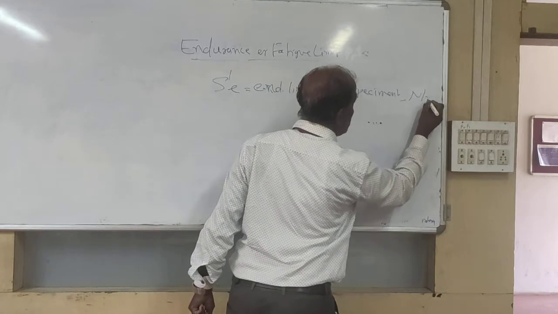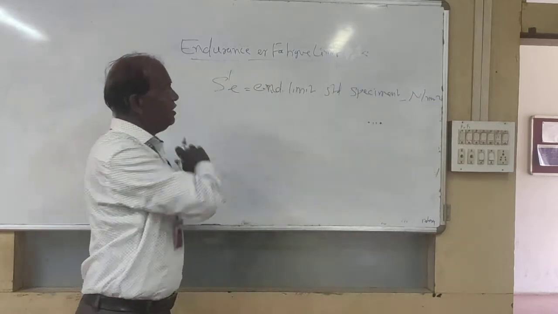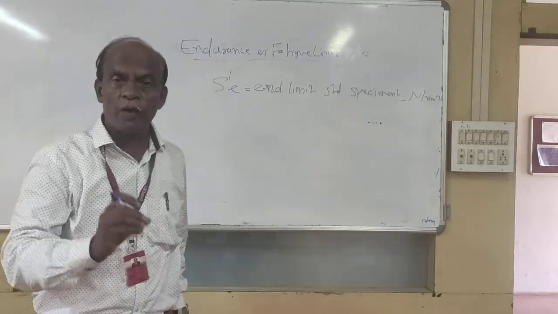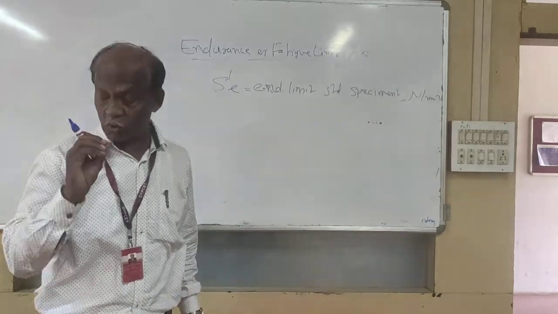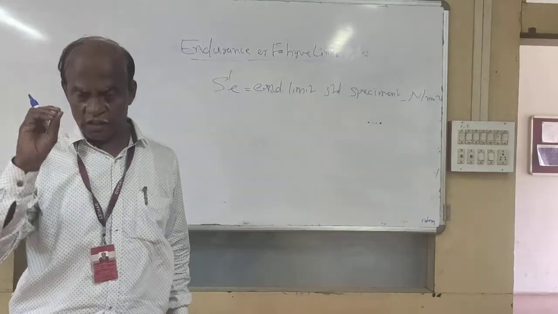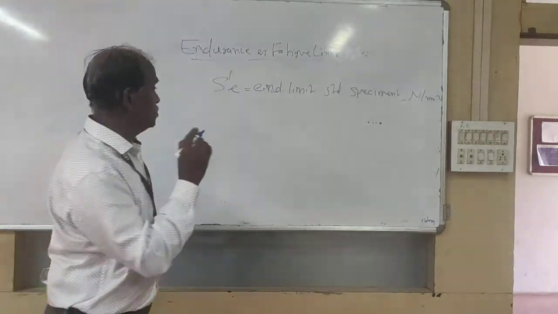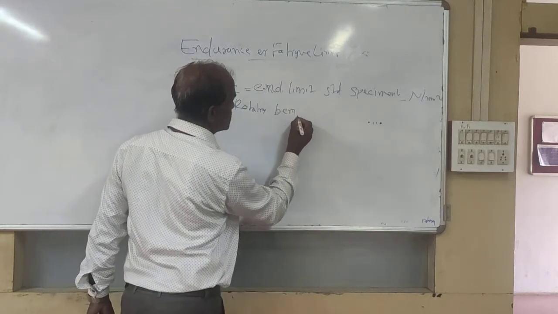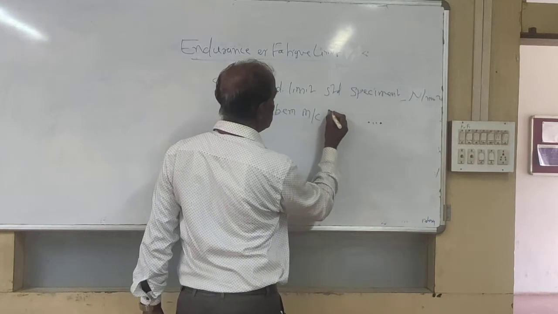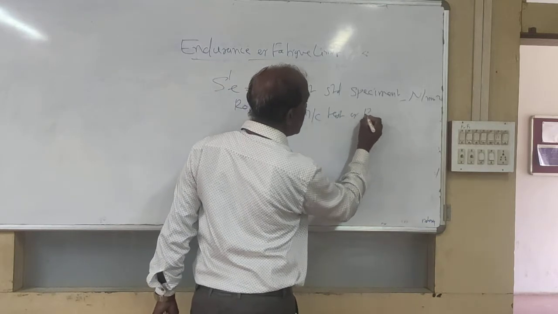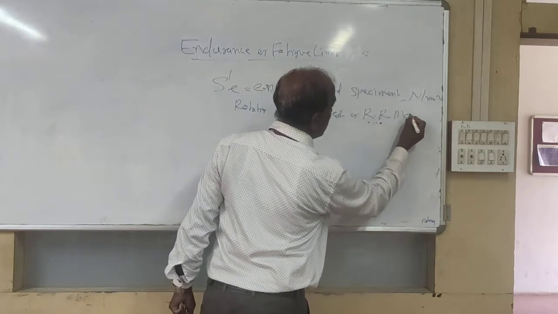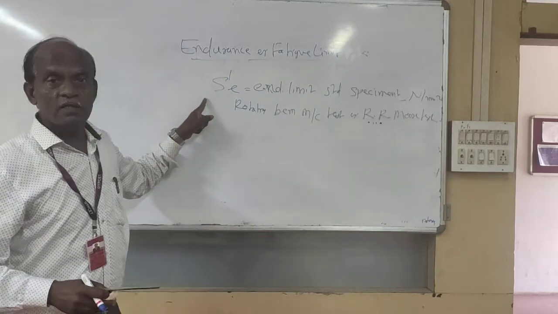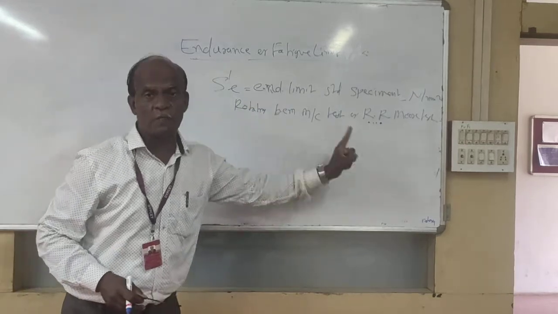It is expressed in newtons per mm square, and for the standard specimen it is determined by the fatigue test, the rotating beam machine test, developed by the scientist R.R. Moore. It is known as the rotating beam machine test, or the R.R. Moore test. This test is carried out to determine the endurance limit of a standard specimen.